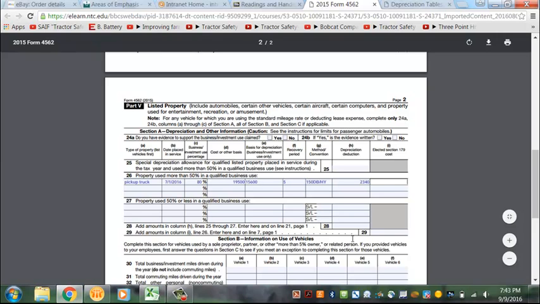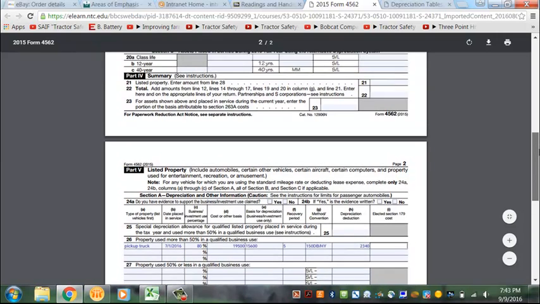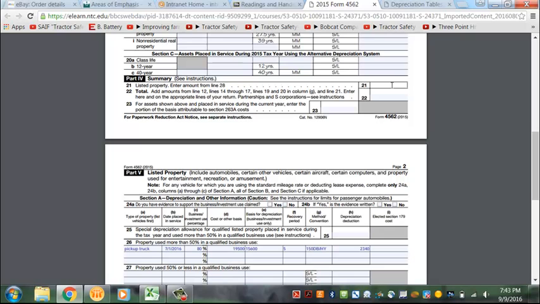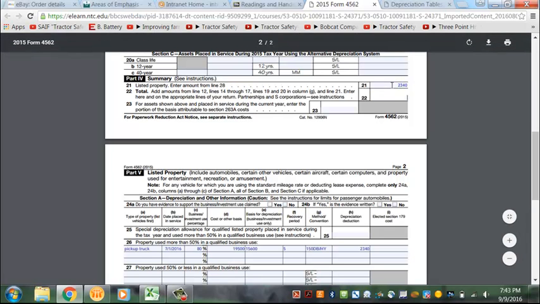The only thing we have to do besides this is move up to our summary, where it says on line 21, listed property, enter the amount from line 28. So we have to put that $2,340 in there, and on line 22 when we total things, all we have is the $2,340. So that's all our depreciation for the year on this one. So this is a really simple one.